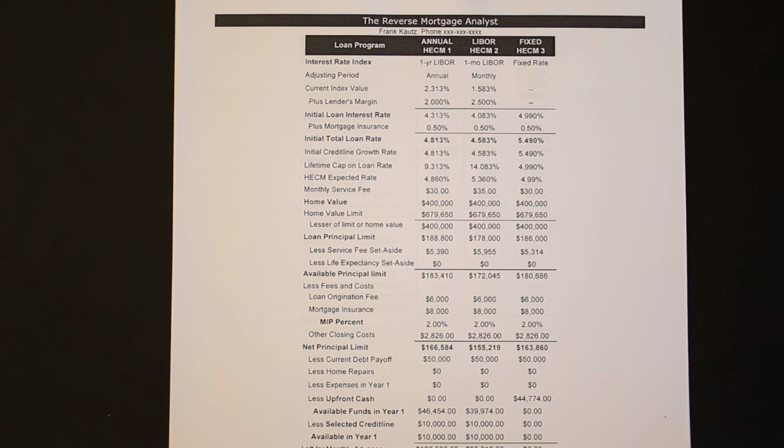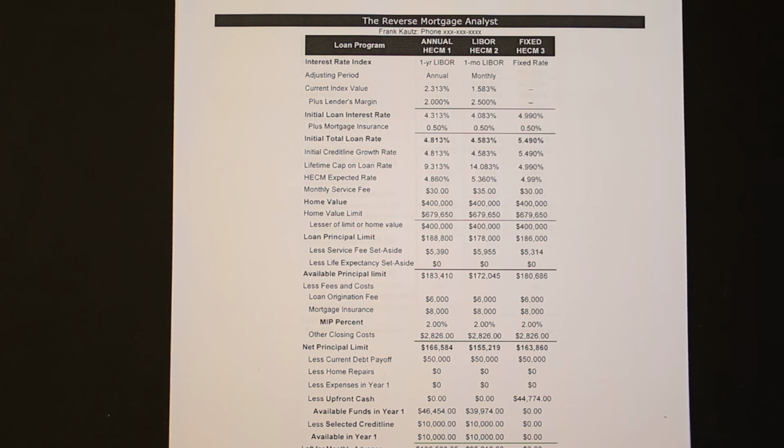Now, the day I ran this particular form, the index value was 2.313% on the annual rate and 1.583% on the monthly. Nobody makes any money loaning to you at these rates. So to that, they're adding this lender's margin of 2%, or in the monthly case, 2.5%. The margins are going to stay the same. They are not going to change.